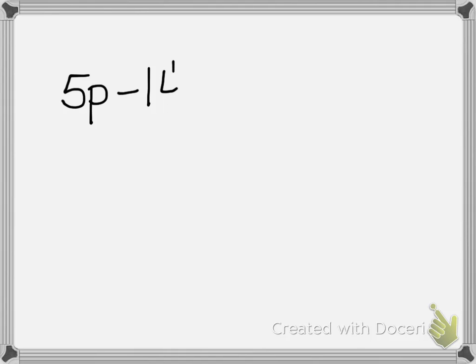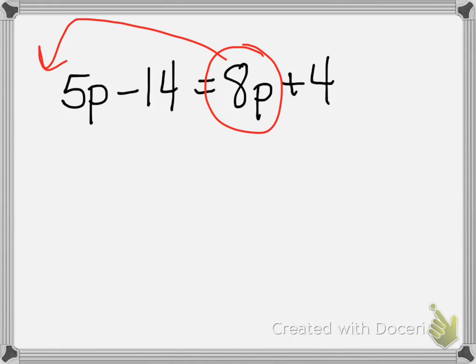Next up, 5p minus 14 equals 8p plus 4. So we're going to follow the same idea here. We can move our p's to the left or move our p's to the right. It doesn't matter. We're going to move them to the left this time, so 8p is going to come over and become negative 8p, and that negative 14 is going to come over.